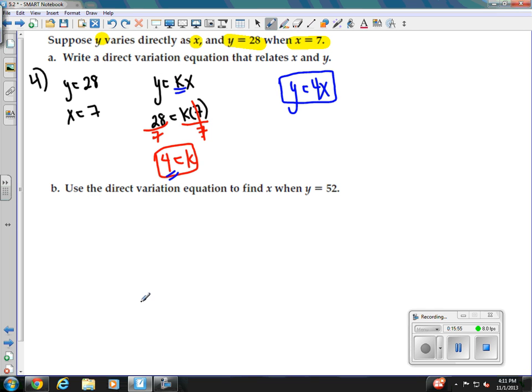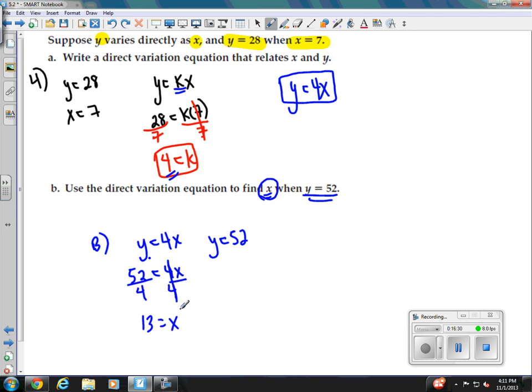Now it says to use the direct variation equation to find x when y is 52. So for part B, we're going to go back to our y equals 4x. And this time it says y is 52. So I can replace y with 52 equals 4x. And now we're trying to find x. So I'm going to divide both sides by 4 to solve for x. 4's cancel. 52 divided by 4 is 13 equals x. So when your y value is 52, your x value is going to be 13.